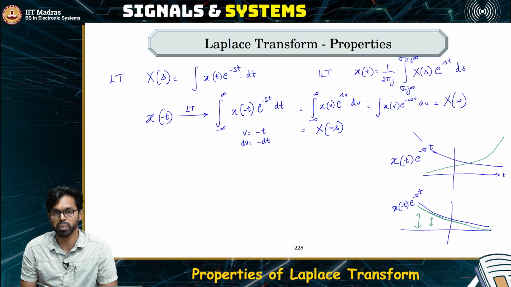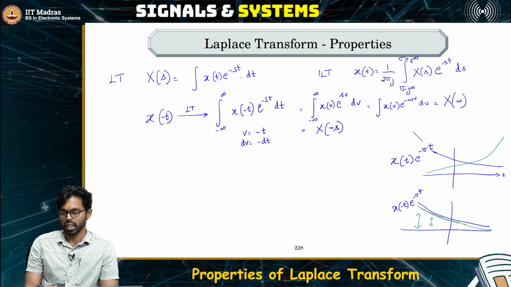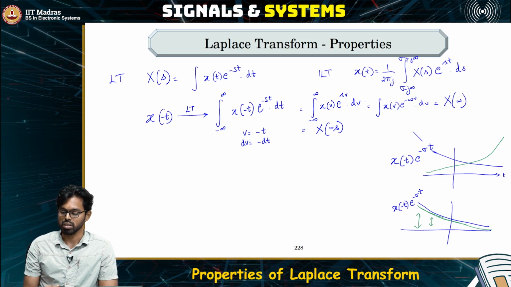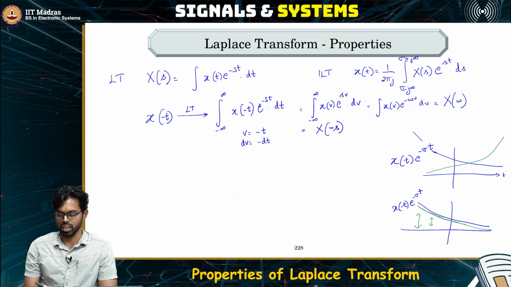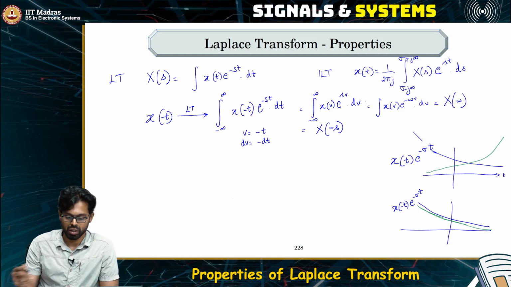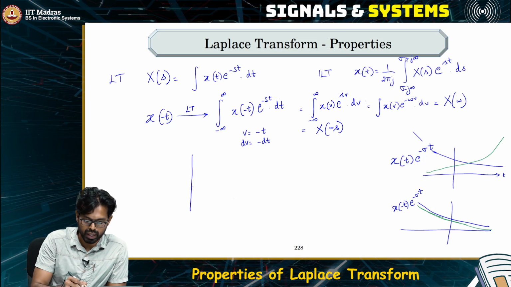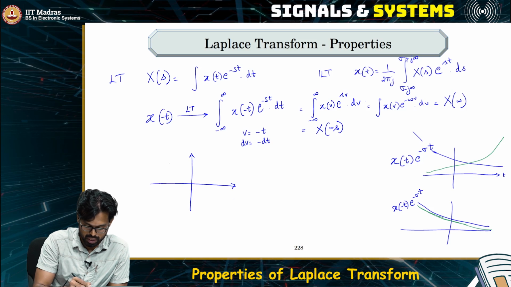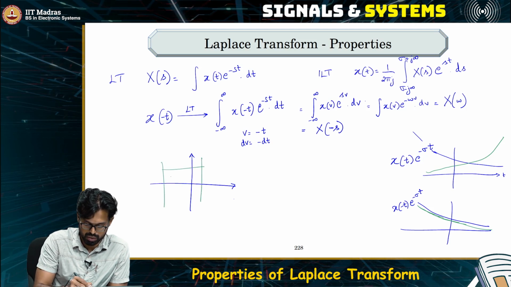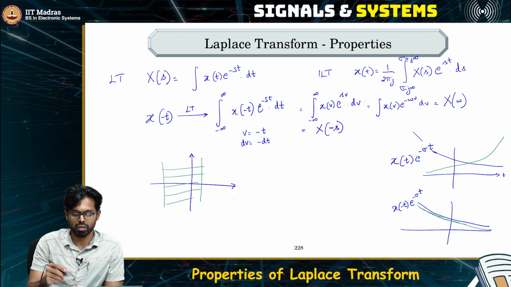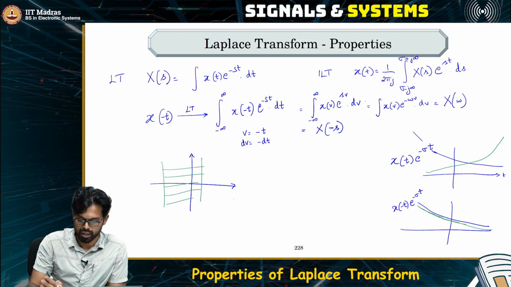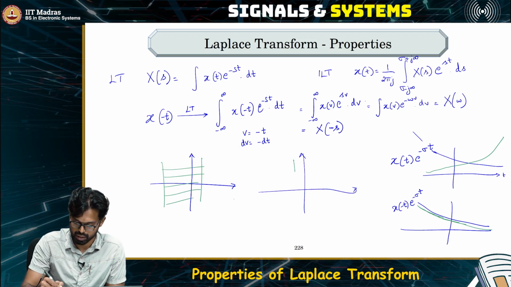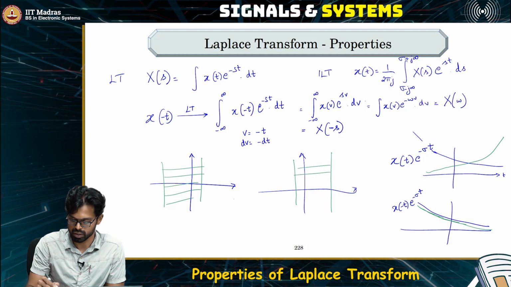So just by flipping the signal in time, what happens to the ROC? The ROC changes because the absolute integrability of the signal also changes. So what happens to the ROC now? The ROC flips. What do I mean by that? If the ROC earlier looked like, let us say, this region, now it will flip and get transformed to an ROC which looks like this.